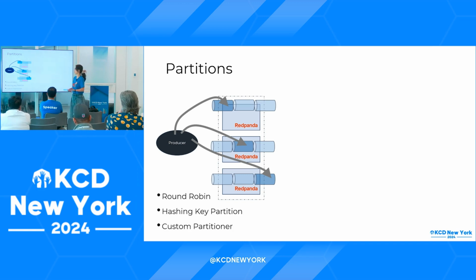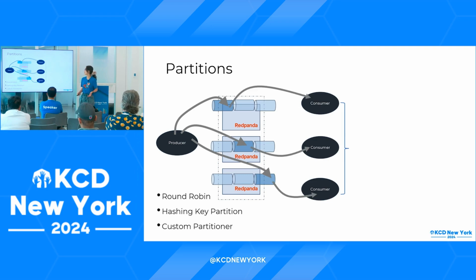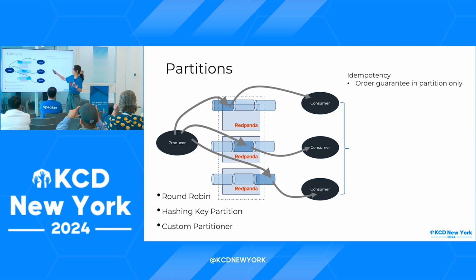When you want to do partitions, for the producer, when it writes to different partitions, there are many different ways you can do it: round robin to make it more evenly distributed, hashing keys, or you can make your own. And the more partitions you have, the more parallel you can send to consumers, and the number of consumer groups also depends on it as well.